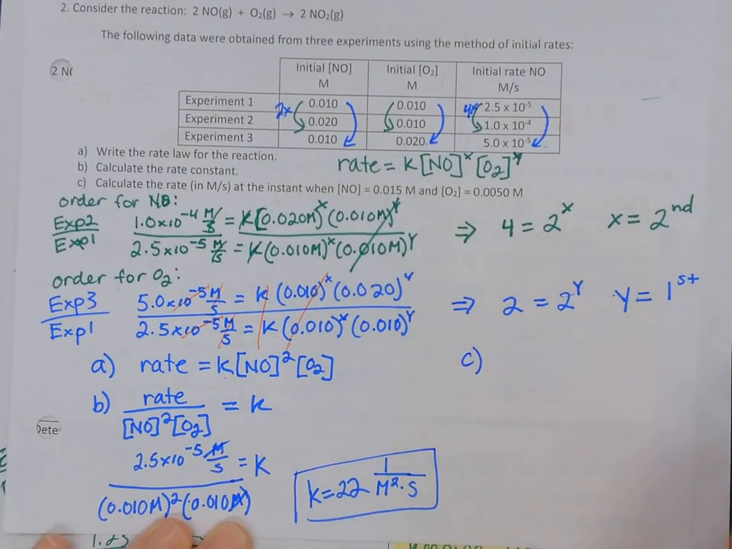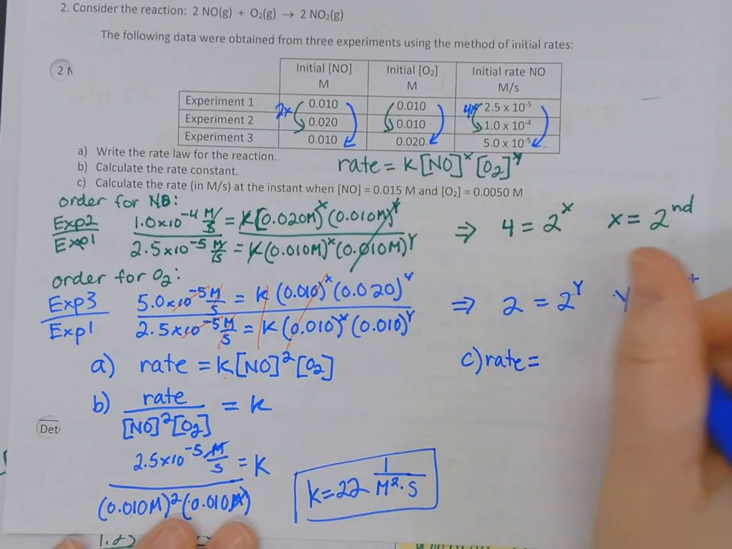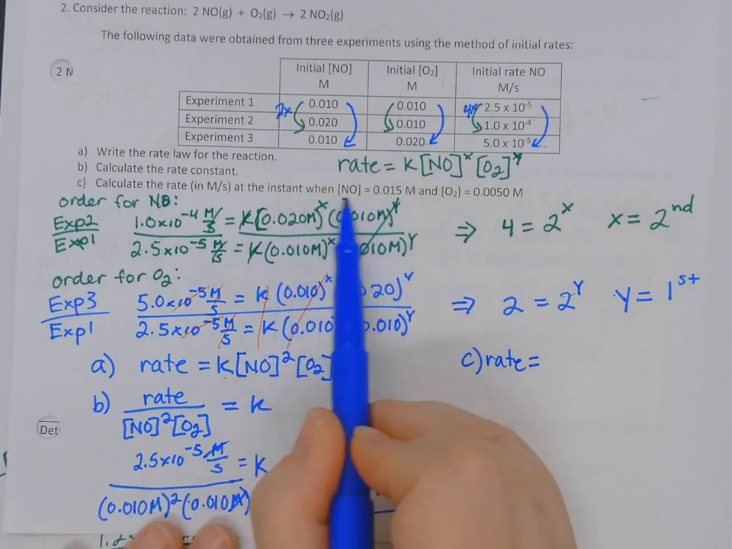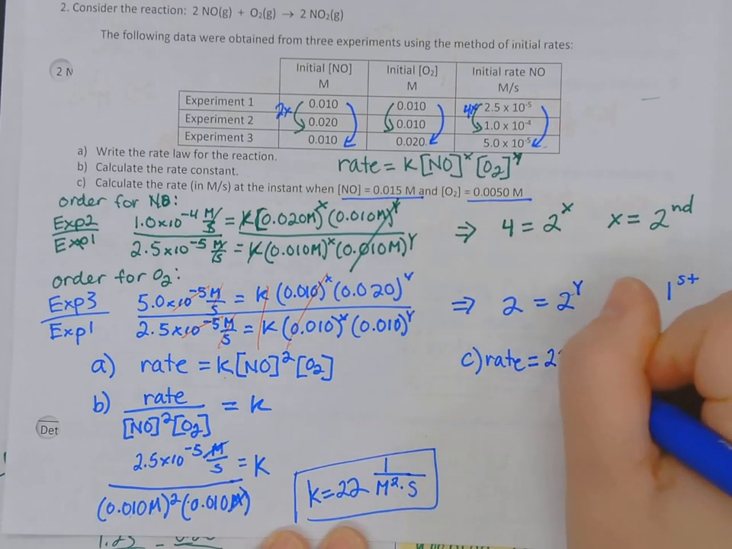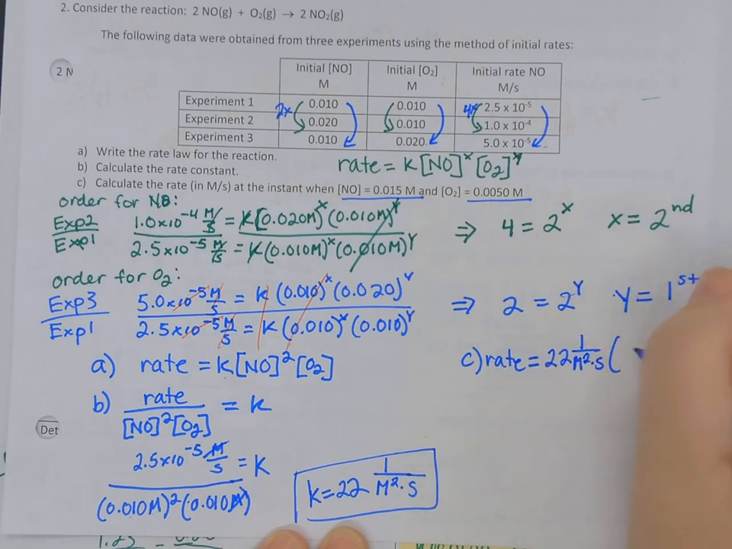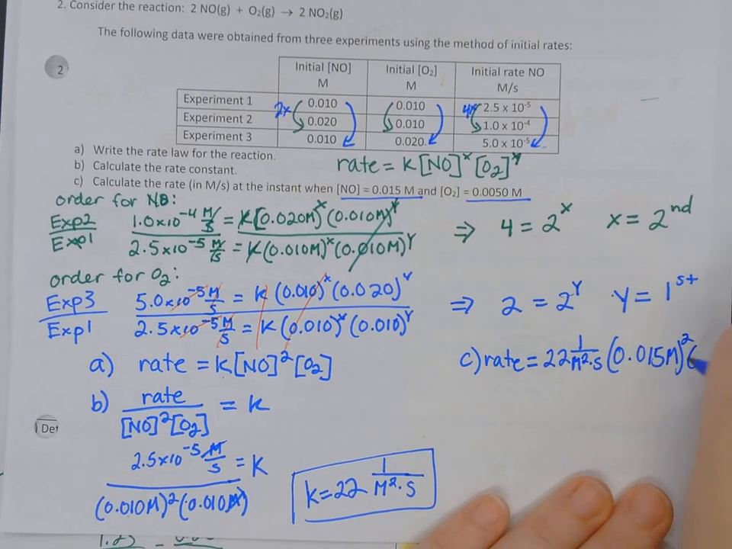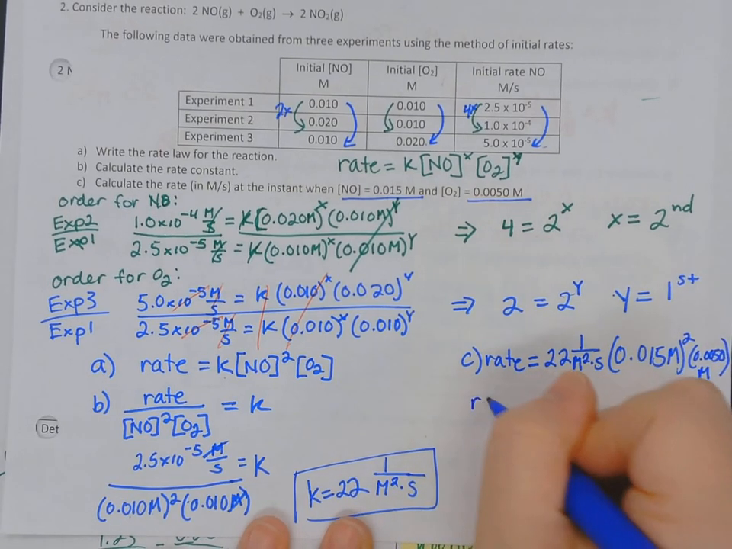And then we have part C, calculate the rate in molarity squared when at the instant when NO is 0.015 and O2 is 0.005. So now we just plug in all our values. So 22, 1 over molarity squared times seconds. NO is 0.015 molarity squared because it's second order. And then 0.0050 molarity to the first power because it's first order. And then we calculate.